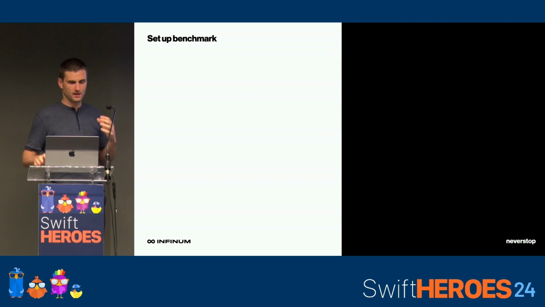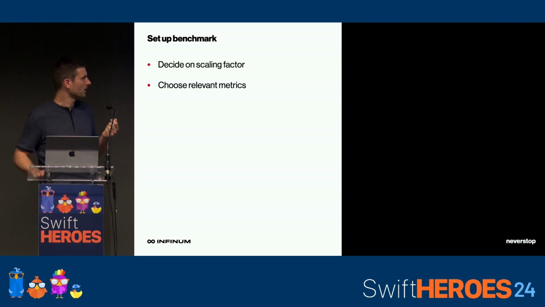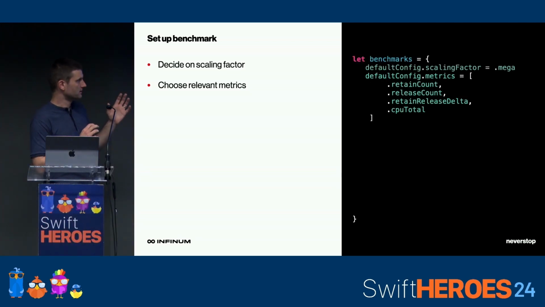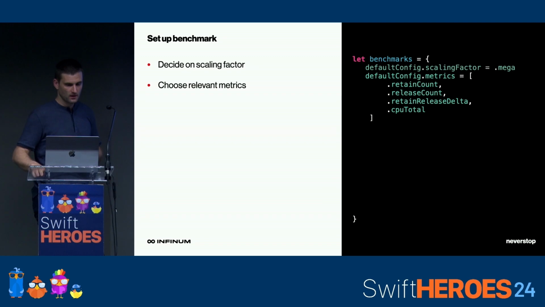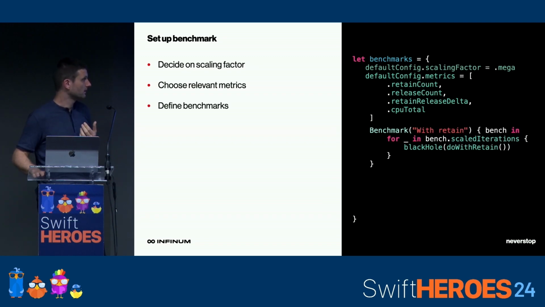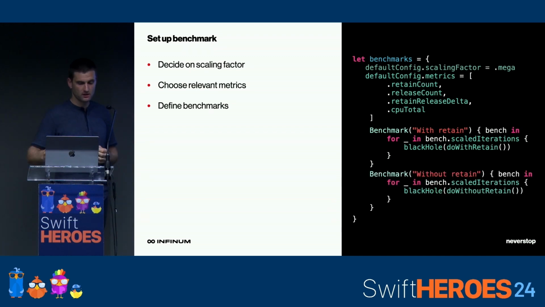What we need to do next is set up the benchmark. And in order to set up the benchmark, we need to first decide on a scaling factor and choose relevant metrics. Scaling factor is how many times your code will be called in a loop, and metrics are what you are interested in. In this case, what we are interested in is retain and release count, but ultimately we are interested in the CPU time that these functions take, as we call them. And then finally, we need to define the benchmark, and this is done in this way. So you create this benchmark, you name it, and then in a loop, you call your function, in this case, the one that does retain, and in this case, the one that doesn't retain. So we have 2 benchmarks for this specific example.